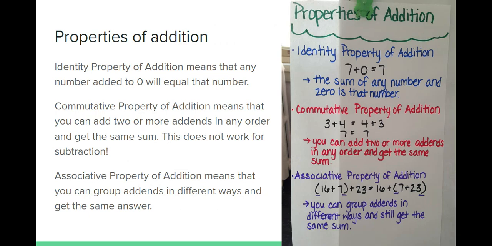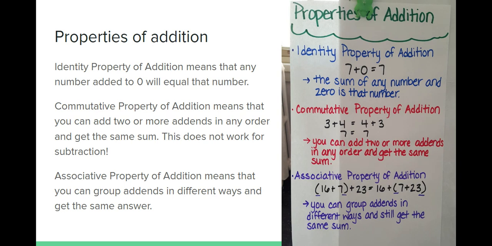All right, so the properties of addition. The identity property of addition means that any number added to 0 will equal that number. So when you have an identity problem, that's any problem in addition that you're adding 0 to. That just means that that problem is going to be whatever number you're adding to 0. So if I have 8 plus 0, it's 8. That's an identity problem. 7 plus 0 equals 7. That's an identity problem.